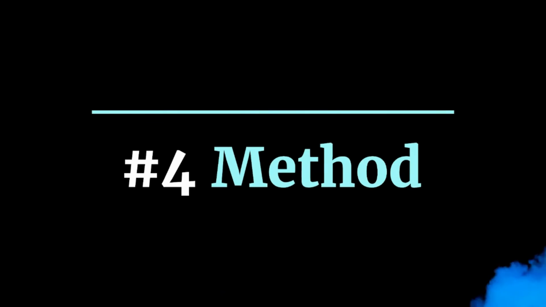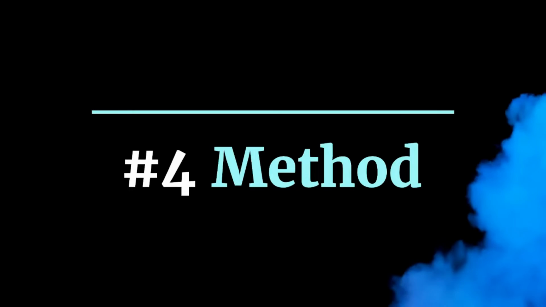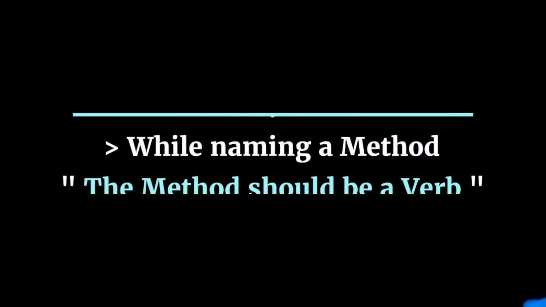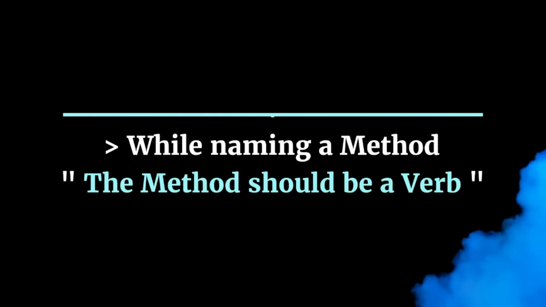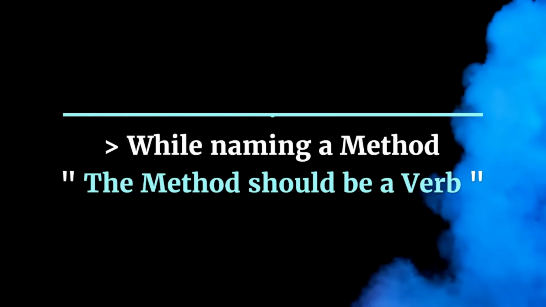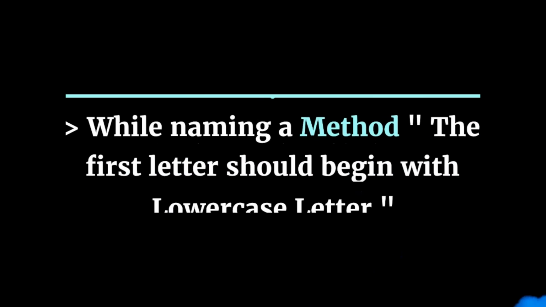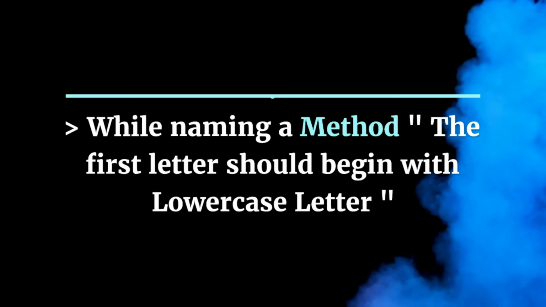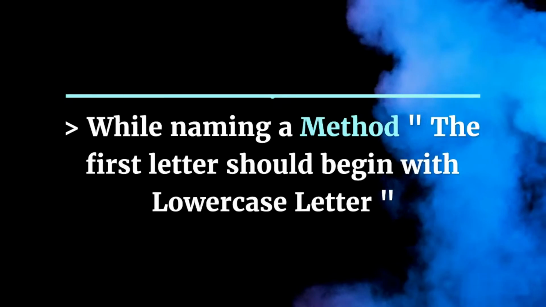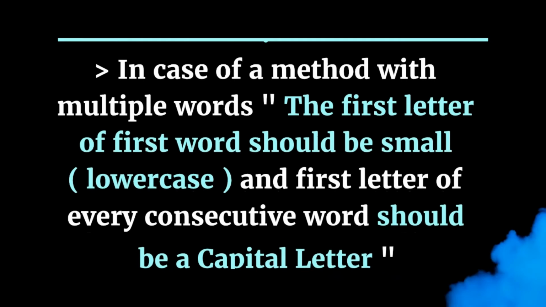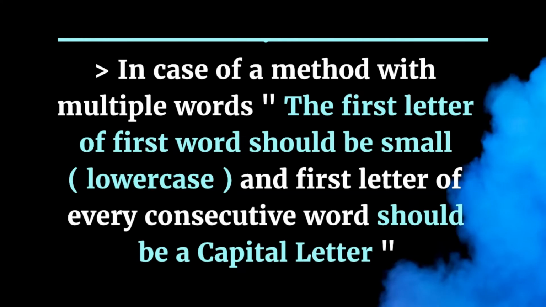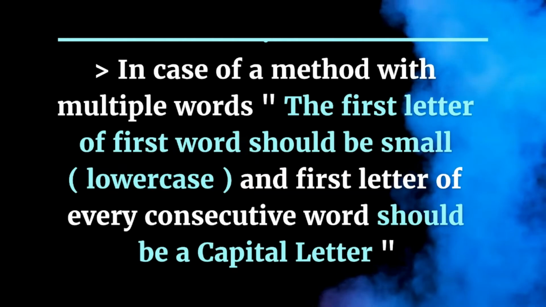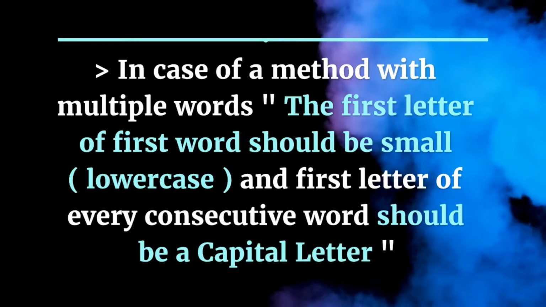Moving on to number 4, that is method. While naming a method, the method should be a verb. Also, while naming a method, the first letter should begin with a lowercase letter. While in the case of a method with multiple words, the first letter of the first word should be small, lowercase, and the first letter of every consecutive word should be a capital letter.